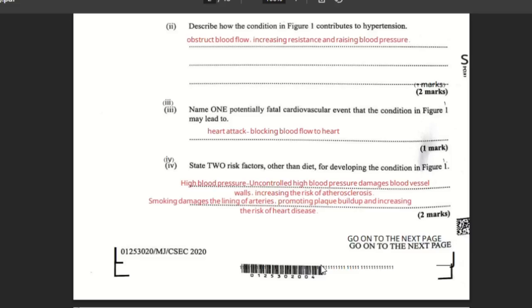So these are two other risk factors that you can mention other than diet. So you cannot say no cholesterol and like that, causing the plaque to build up in the blood vessel. So you can mention these two: high blood pressure. If the person already has it before, then they are at risk of potentially developing this condition, and also if they are a smoker, then it can also help to damage the lining of the arteries and also lead to this condition. So those are two risk factors that you can consider.